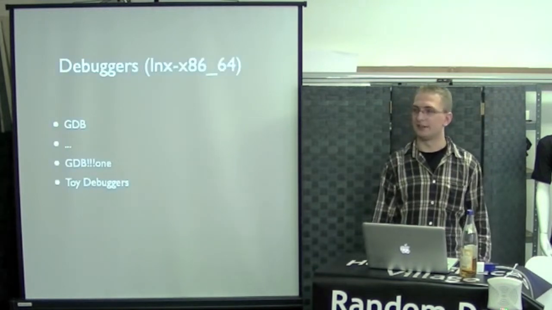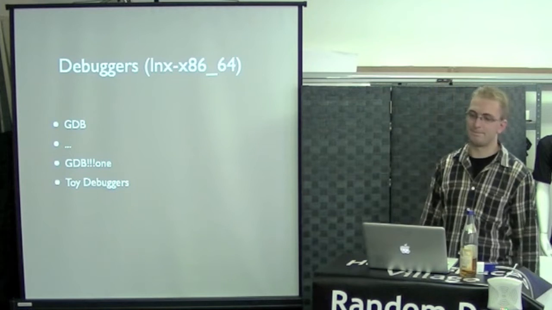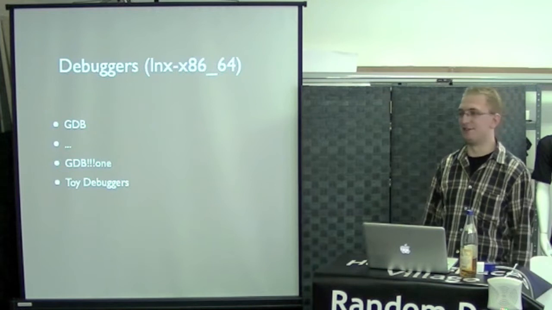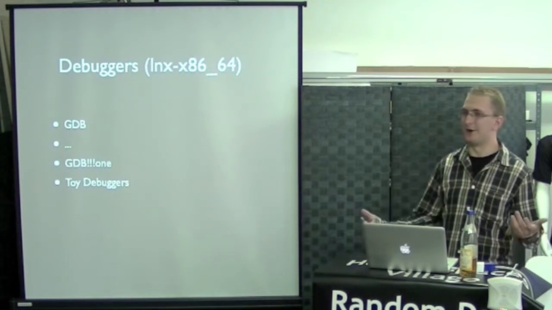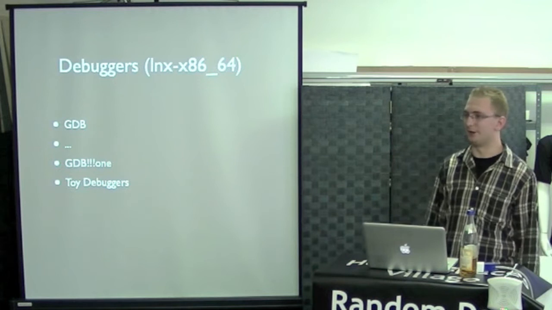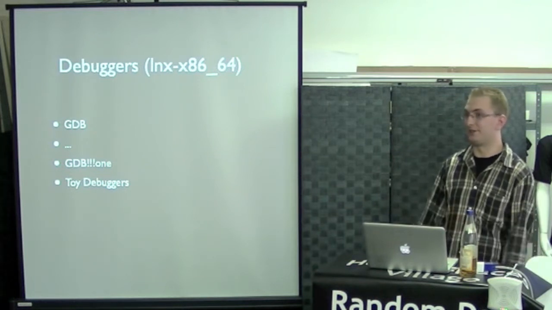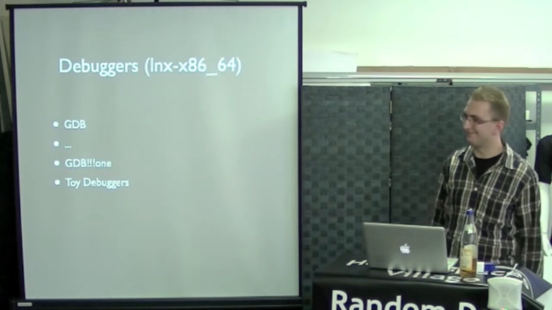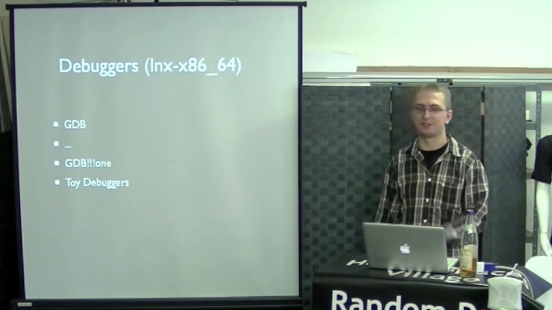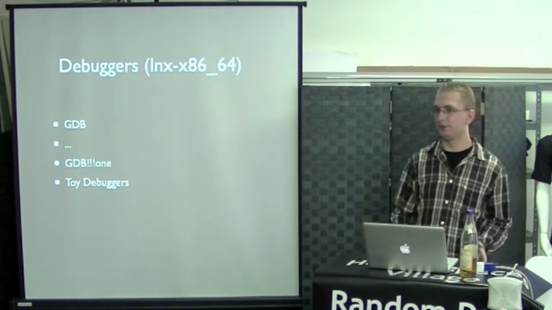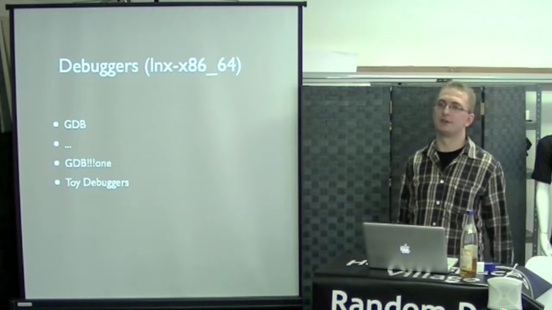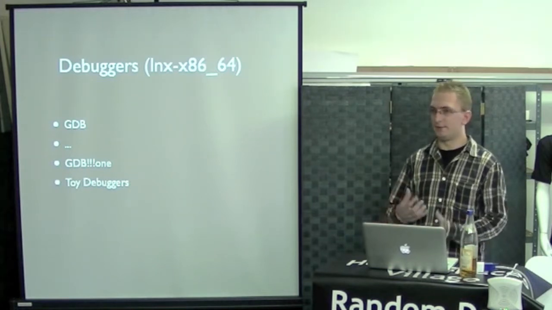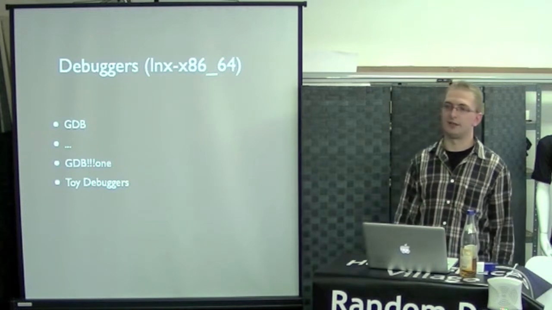So, debuggers on Linux x86 64-bit. Well, there's GDB, and then there's GDB. And does anyone know any really widespread debuggers that are actually in use outside of GDB on Linux x86? Me neither. So there's GDB, and then there's toy debuggers. And basically what we will be building here today is some kind of toy debugger. So a program that uses a certain API and implements specific stuff like a debugger would.